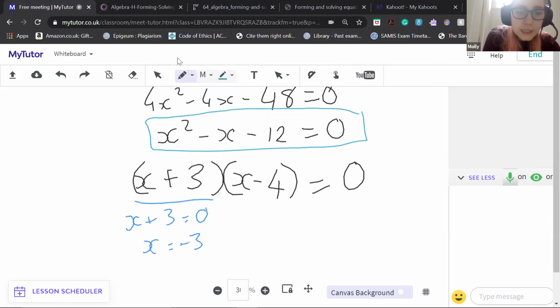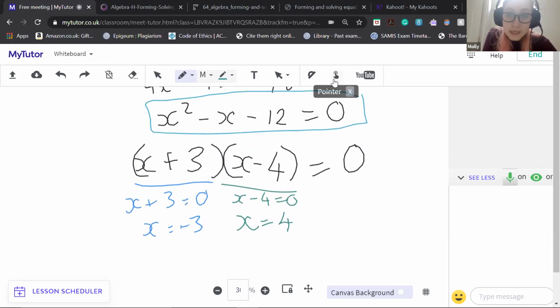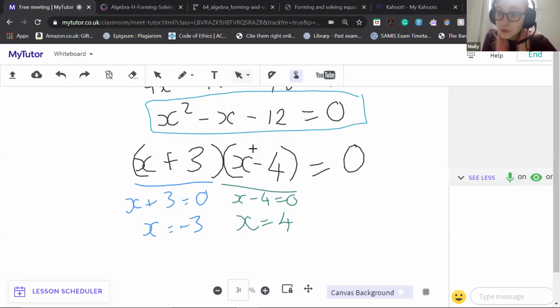What would it be if this bracket was 0? It would be x is 4. So there are our two solutions for x. X is minus 3 or x is 4. Either of these will completely satisfy this equation, and you can check that by putting them back into here. For example, doing 4 squared minus 4 minus 12. You'll see that that does in fact equal 0, and same with minus 3.